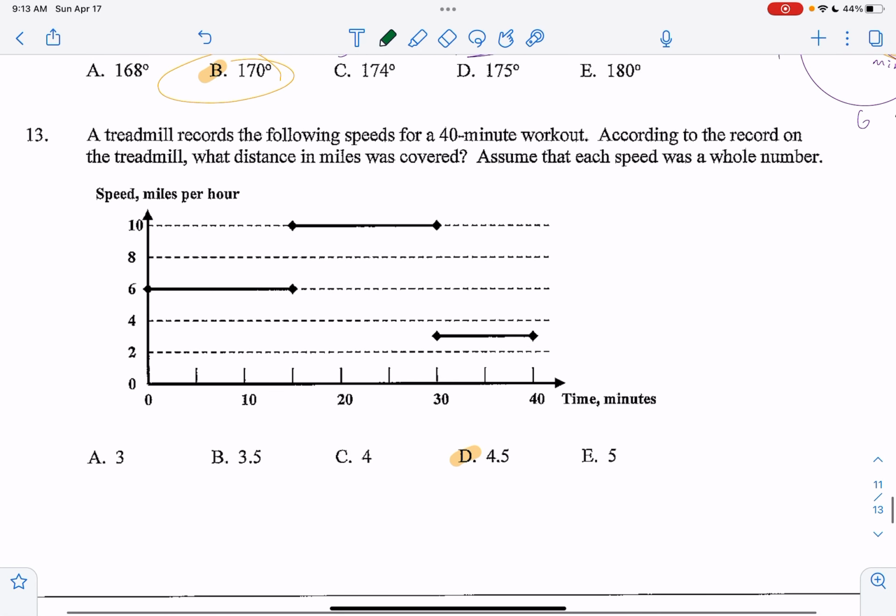Next one, number 13. A treadmill records the following speeds for a 40-minute workout. According to the record on the treadmill, what distance in miles was covered? Assume that the speed was a whole number. So you just have time, the x, and the y is the speed, or the rate. And we multiply rate times time, you get the distance. So essentially, you want the area underneath each of these rectangles.